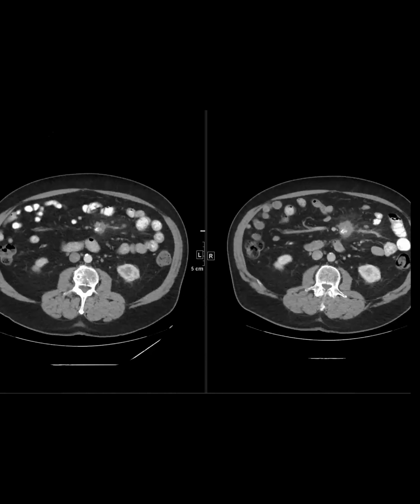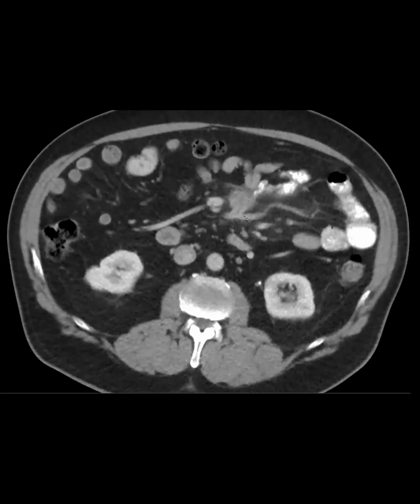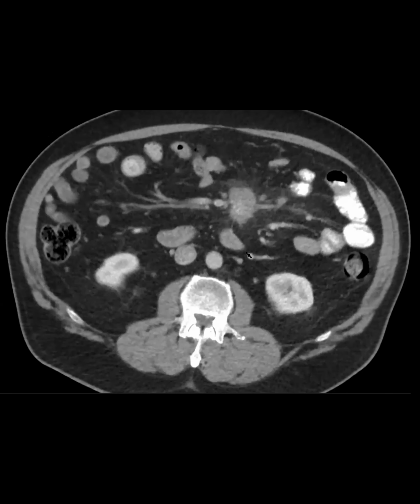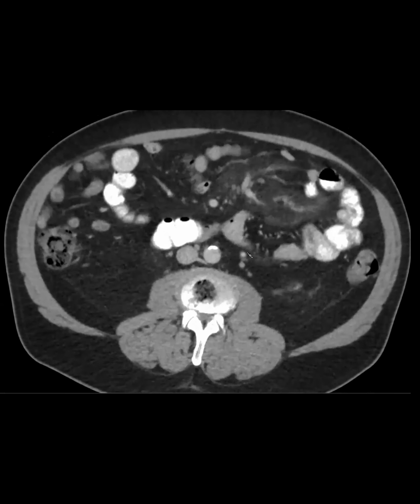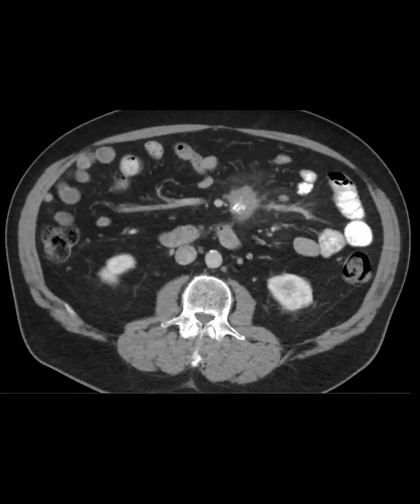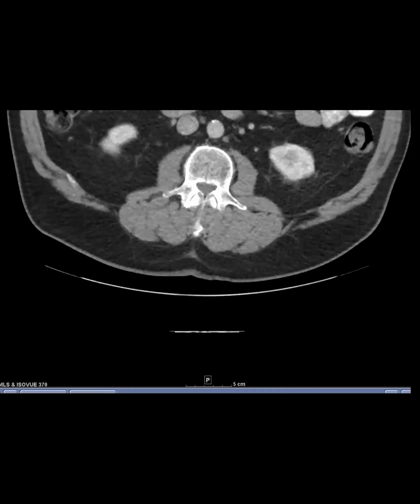A year went by and it had grown. So what do you guys think now? I'm still suspicious for the neuroendocrine neoplasm. Yeah, exactly. So we were still suspicious for it. So then we did, hold on one second. What about a dotatate? Yeah, exactly. So we did a dotatate. And I'll show you the dotatate.